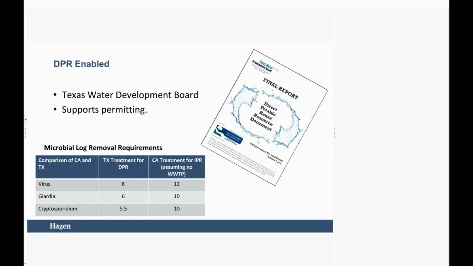One of the important differences in the requirements for Texas is the microbial log removal requirements. You can see there in the table that it appears that the requirements for Texas are less stringent than California. Virus log removal is only 8, Giardia 6, Cryptosporidium 5.5. The difference, however, is that Texas begins their assessment of log removal downstream of a wastewater treatment plant. So they assess that risk based on secondary effluent, whereas California is basing that risk assuming that there's no wastewater treatment plant, that they're starting with raw sewage. So effectively, when it boils down to it, they're very similar.